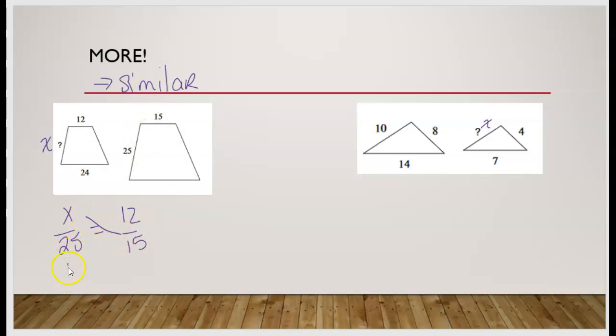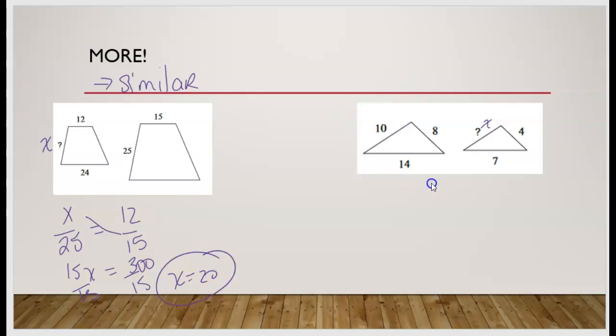So we're going to have 15x equals 25 times 12, which is 300. And then we'll divide both sides by 15. And x is 20.